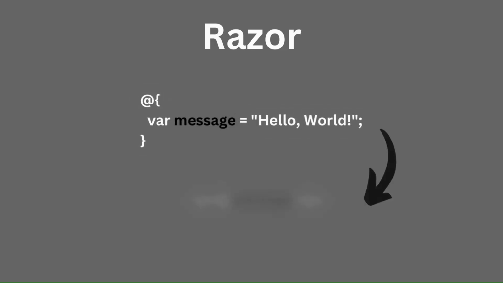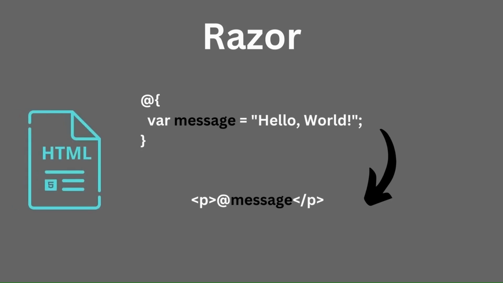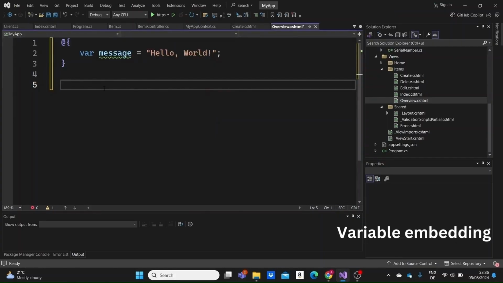Razor is a markup syntax used in ASP.NET Core to embed C# code into HTML. It's designed to be clean and concise, making your code easier to read and maintain. You'll commonly see Razor syntax in views, which are responsible for rendering the UI. Razor syntax is denoted by the @ symbol. Now let's look at some common uses. First, let's start with basic variable embedding.